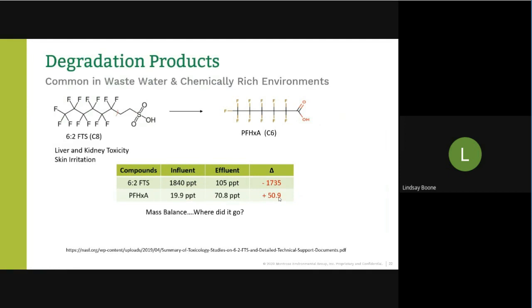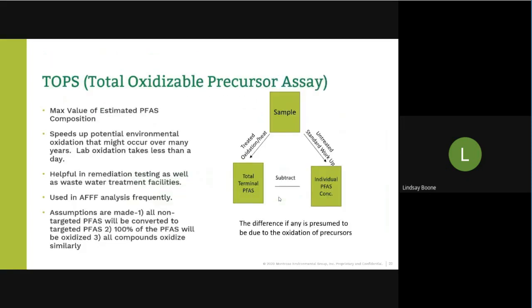So water resource managers, consultants, chemists, and engineers are really trying to figure out, well, where's it all going? The math doesn't add up or make sense. So one analytical tool that we have in our toolbox is the TOPS or TOPA analysis, total oxidizable precursor assay. This is kind of a maximum or worst case estimate of PFAS composition in your sample. It's only going to be really applicable to more complex sample matrices like your wastewater, and whenever you have higher amounts, like in the part per billion.